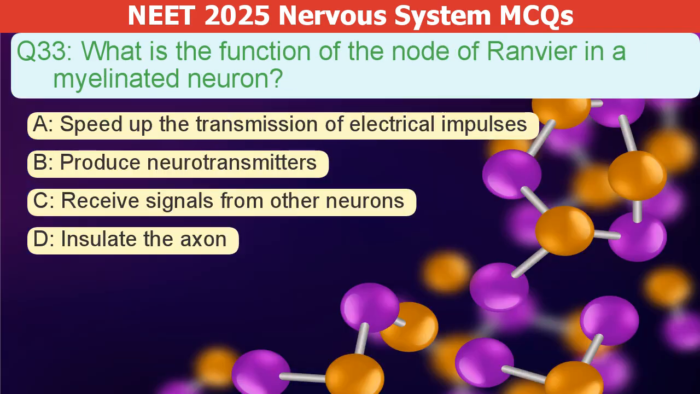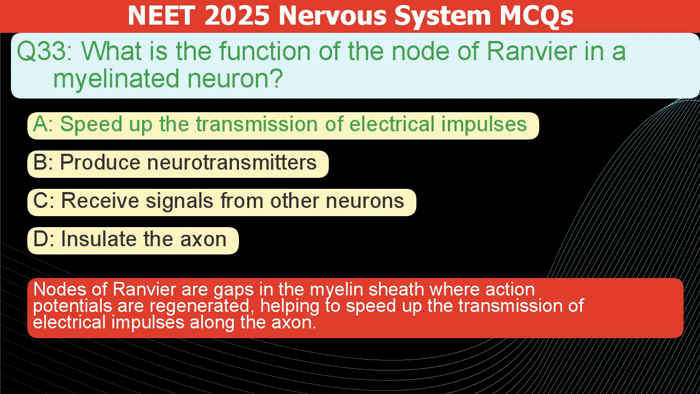What is the function of the node of Ranvier in a myelinated neuron? A. Speed up the transmission of electrical impulses. B. Produce neurotransmitters. C. Receive signals from other neurons. D. Insulate the axon. The correct answer is A. Nodes of Ranvier are gaps in the myelin sheath where action potentials are regenerated, helping to speed up the transmission of electrical impulses along the axon.